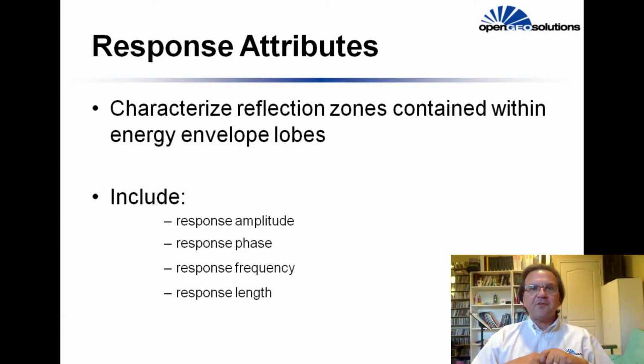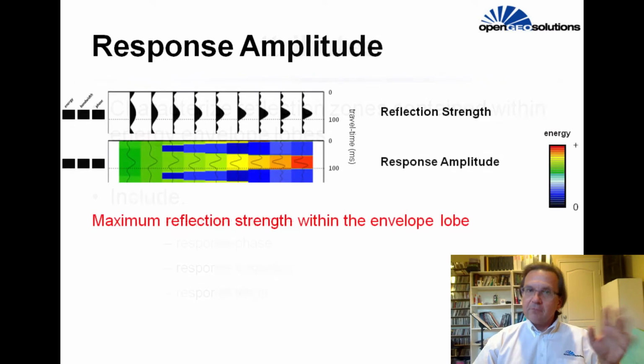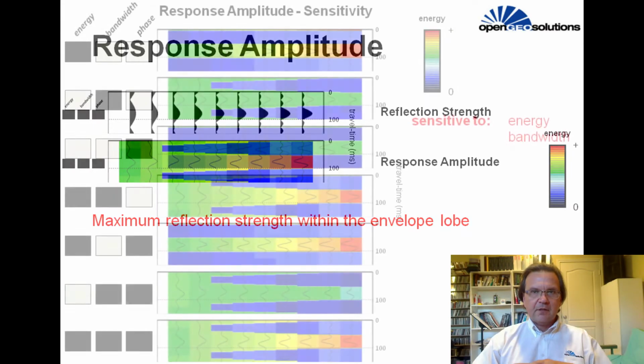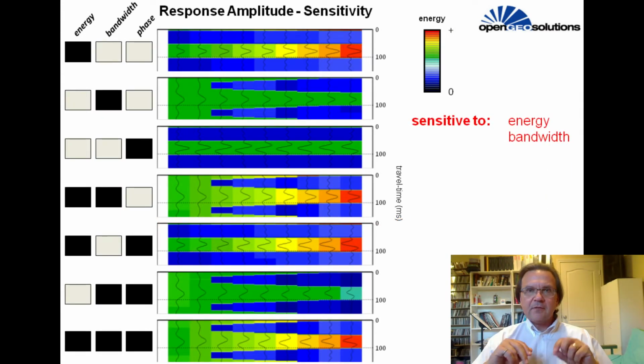Now let's turn to response attributes. These attributes characterize the content in each energy envelope lobe. First up is response amplitude. This is the amplitude of the reflection strength at the point at which the energy envelope is a maximum. One value is obtained for each energy lobe and is returned as a constant for the entire time width of that lobe from trough to trough. It is independent of phase and is useful for measuring energy variations from energy lobe to energy lobe.